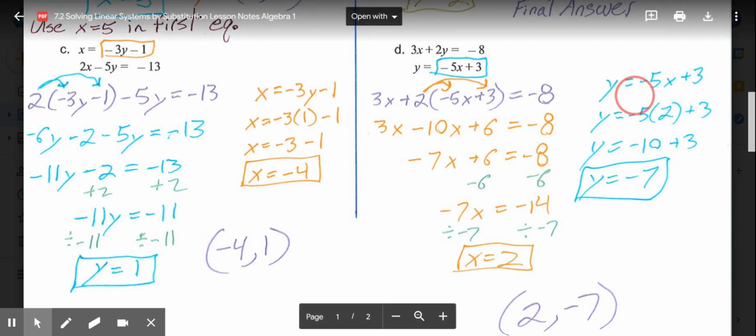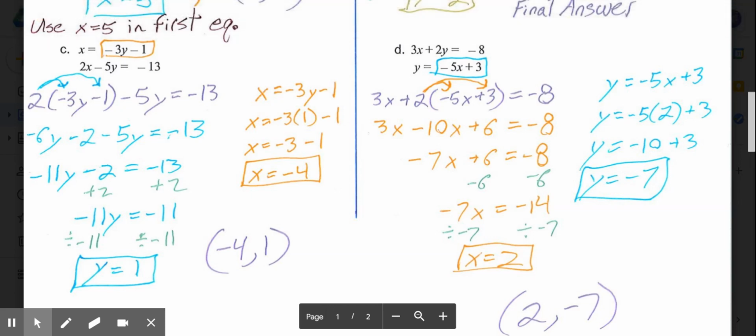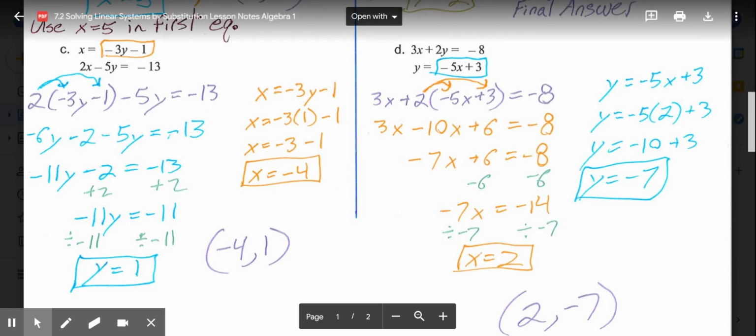So that would become y equals negative 5x plus 3. So replacing the x with 2. So y equals negative 5 times 2 plus 3, or negative 10 plus 3, meaning y is a negative 7. So our ordered pair for D would be 2, negative 7. So instead of graphing these to find our ordered pair where the graphs cross, we're using substitution and solving both equations to get our two values.